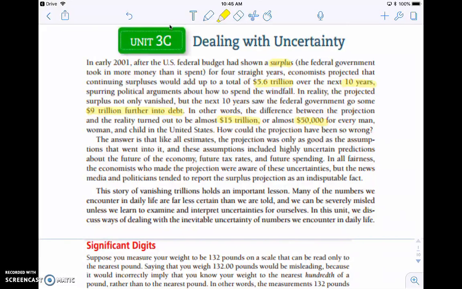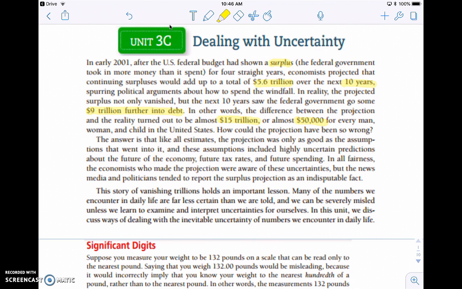In this case, the answer is, like many estimates, those projections are only as good as the assumptions that went into them. And those assumptions were highly uncertain predictions about the future economy, future tax rates, and spending. In fairness, the economists who made the projections were aware of these uncertainties, but again, you can't predict everything, especially human behavior.